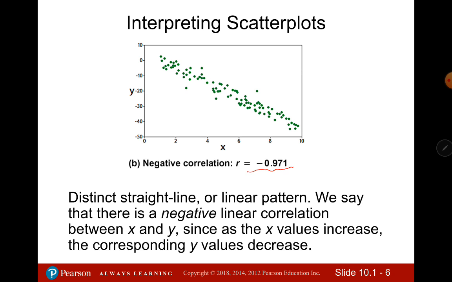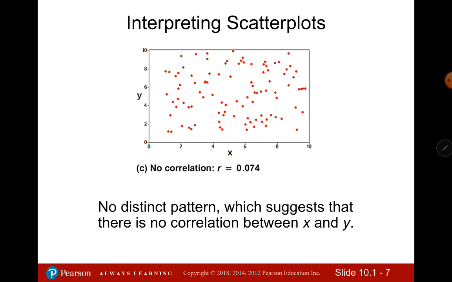We check, and we will get a negative value for R. But for this kind of scatter plot, I cannot find a straight line to approximate all the dots. So we will say there's no correlation between X and Y, because it seems random, right? We cannot find any pattern. So we will say it's no correlation.